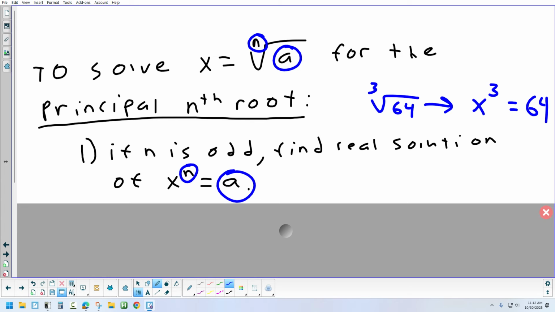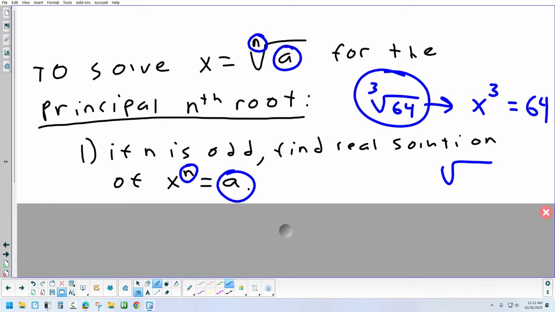In this case, x is how much? Yeah, 4. x is 4. So that's what it means to find the principal cube root of 64. The answer is 4.